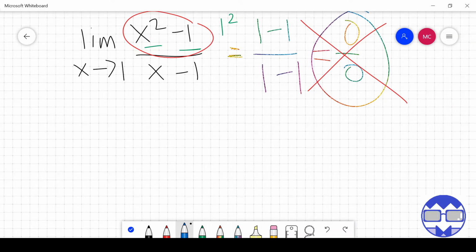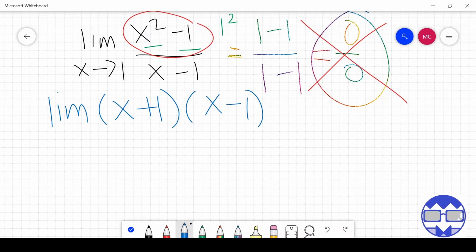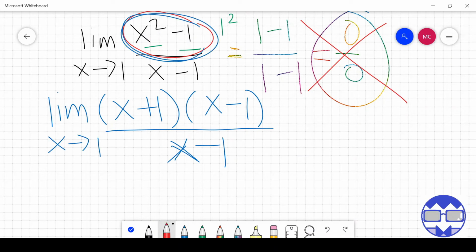So we can say that the limit is actually the quantity of x plus 1 times x minus 1, all over x minus 1, as x approaches 1. Why x plus 1 times x minus 1? Because x squared minus 1 is just the quantity of x plus 1 times x minus 1. Now observe, we can cancel out x minus 1 over x minus 1. This will give us x plus 1.